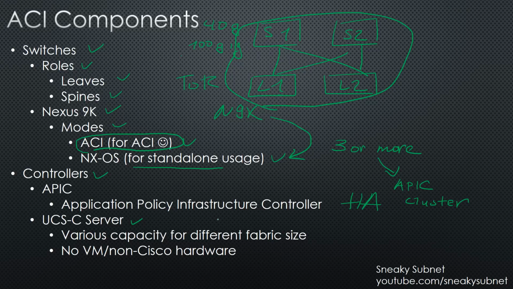Right now, the only way to build an APIC controller cluster is UCS C-Series. So you cannot use UCS B, for example. You cannot use non-Cisco hardware. You cannot use a virtual machine, VM, or anything else. You have to buy a UCS C server.